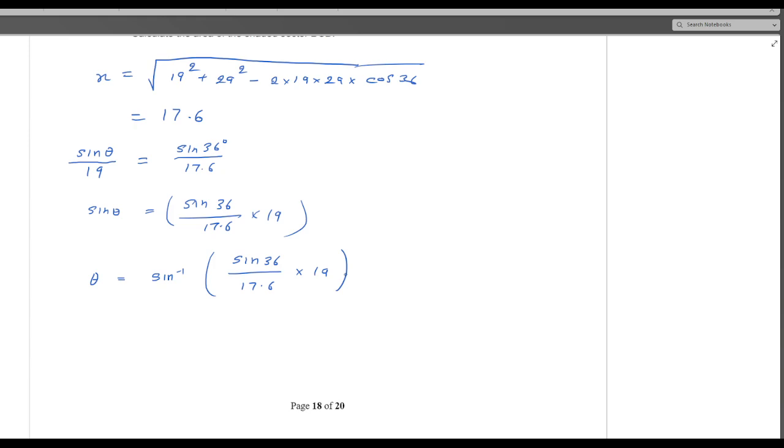Whatever result we get, we will take sine inverse of that, sine inverse of the answer, and the angle is 39.4 degree. So here the angle is 39.4 degree.